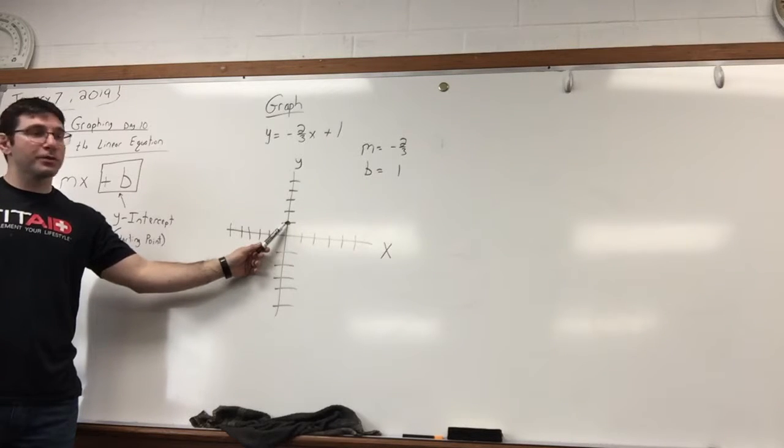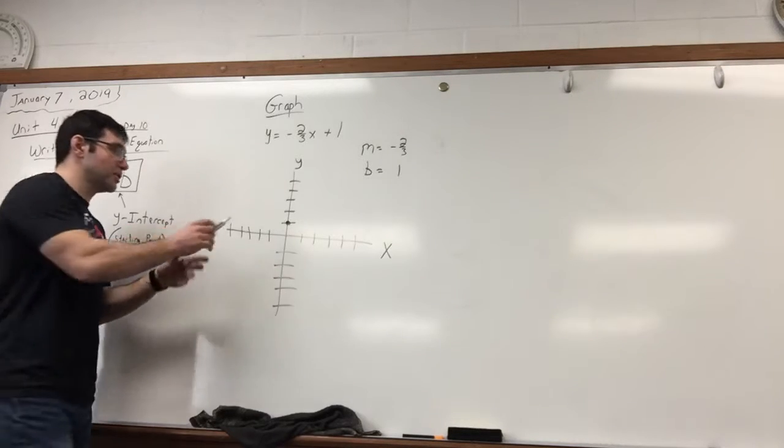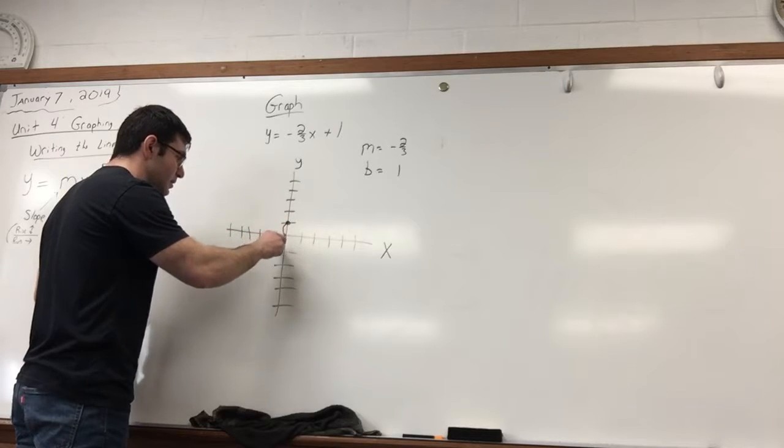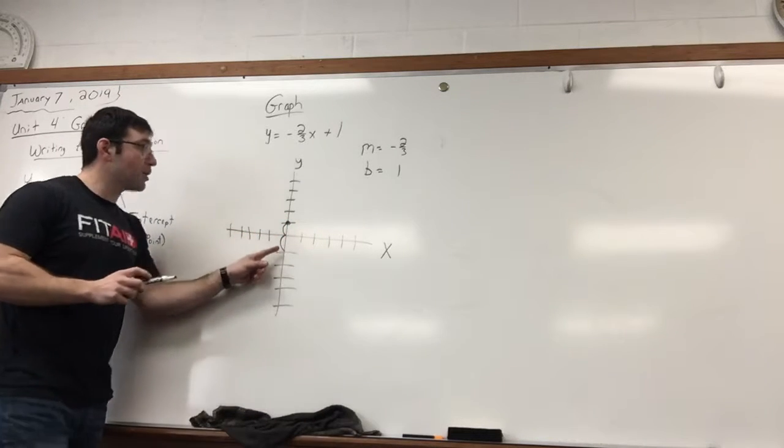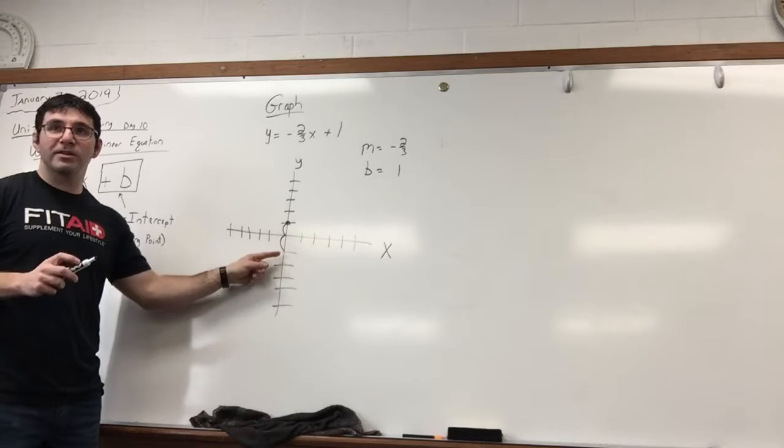Negative 2/3. Negative 2 goes which direction, Maddie? Negative 2 goes down. Good, so I'm going to count. Down, 1, 2. We've done our rise. Now we need to do the run, Alyssa.